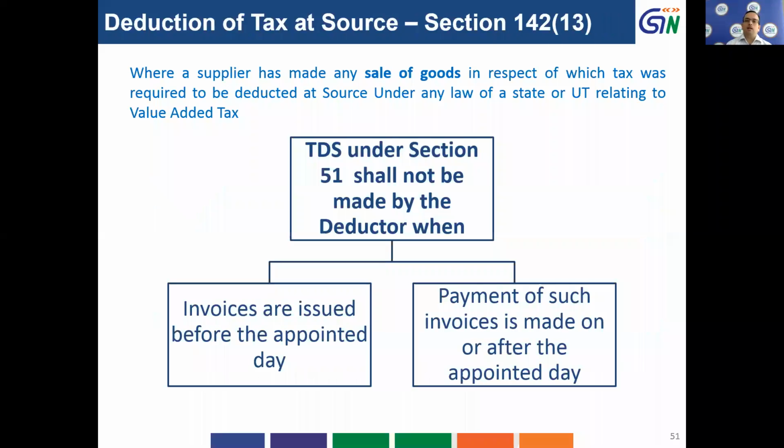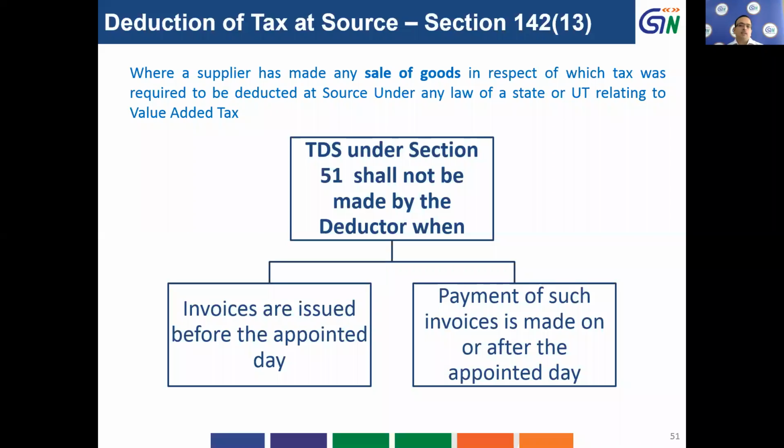Now we will cover section 142.13, that is about tax deducted at source. So if any sale of goods has happened in which tax was required to be deducted and invoices are issued before the appointed date, then payment of such invoices is to be made on or after the appointed date. Then TDS under section 51 shall not be made by the deductor.